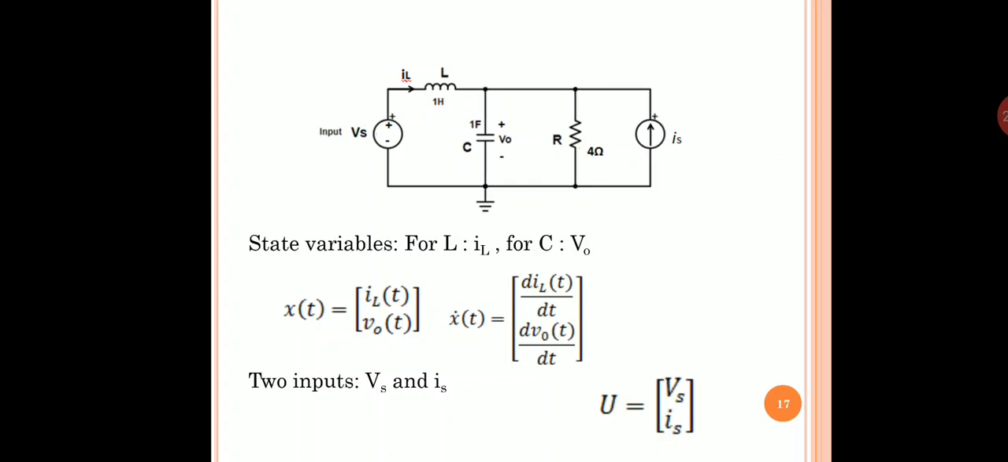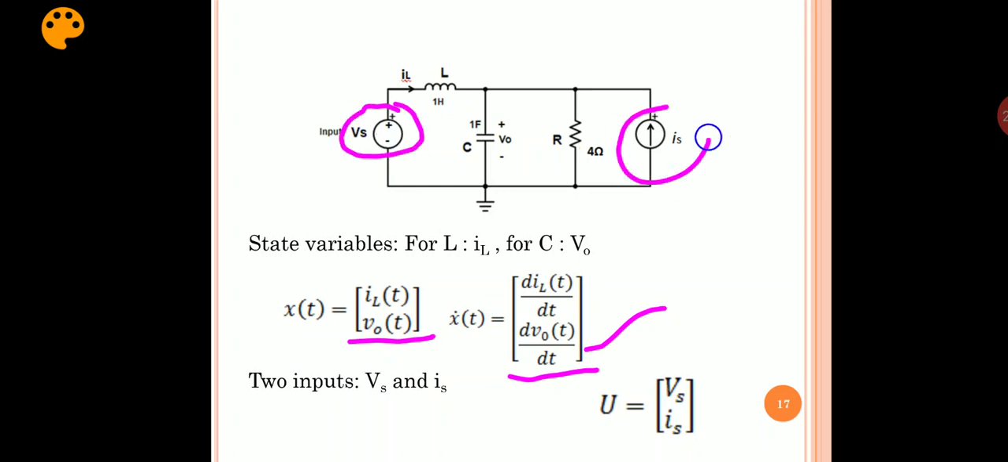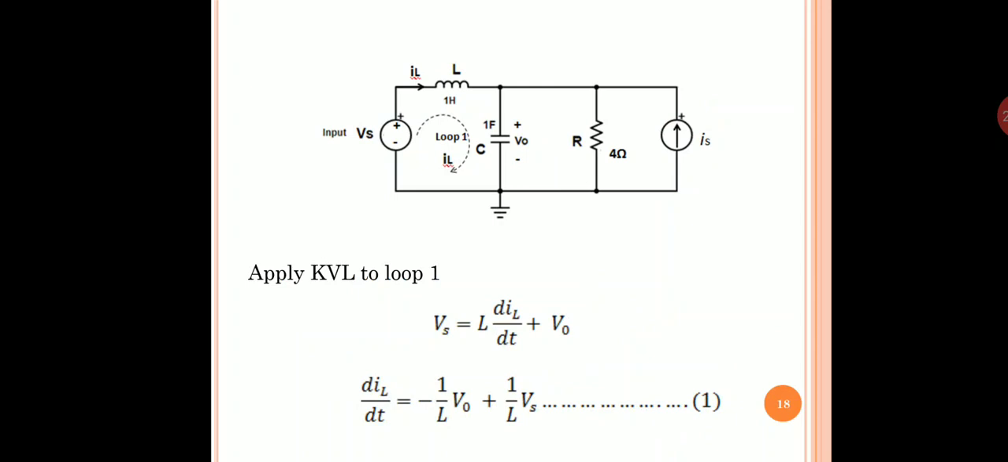So what is x dot? It is the differentiation of whatever we have as state variables, dIL of t by dt and dV0 of t by dt. And one more thing to note here is there are two inputs, therefore in my U matrix there are two inputs, Vs and Is. Now next step is to write the equations.